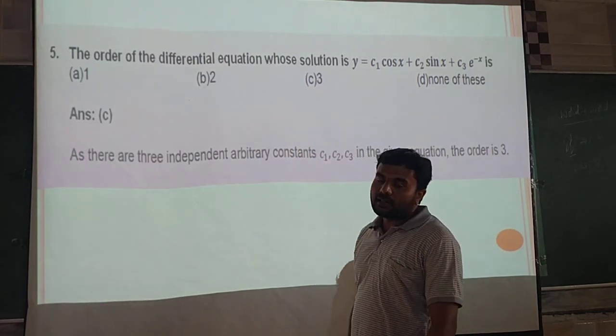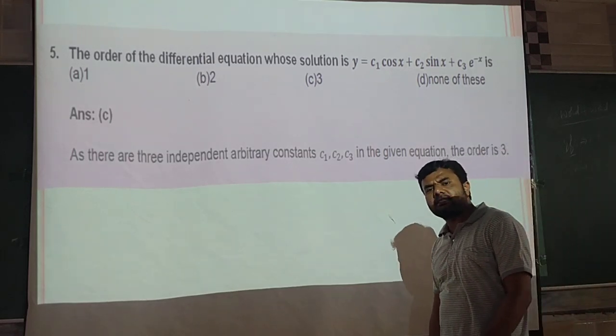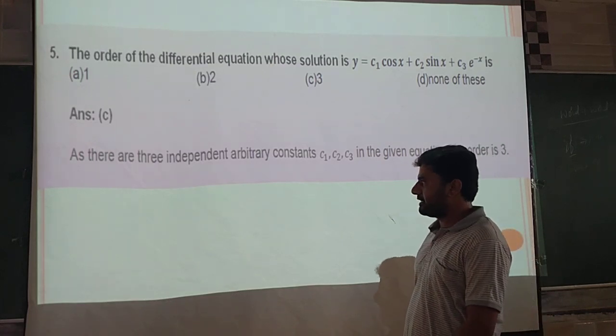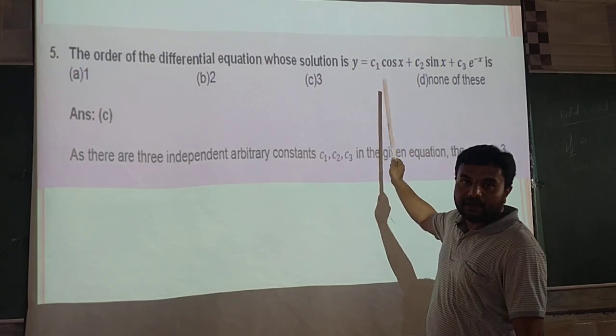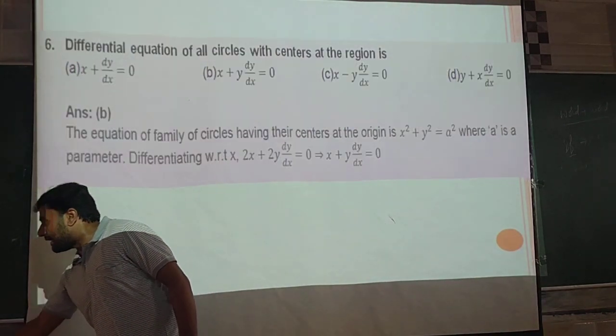Because the order of the differential equation depends upon the arbitrary constants of the solution of the differential equation. Hence, the order is 3, because there are 3 arbitrary constants. Option C is the correct answer.